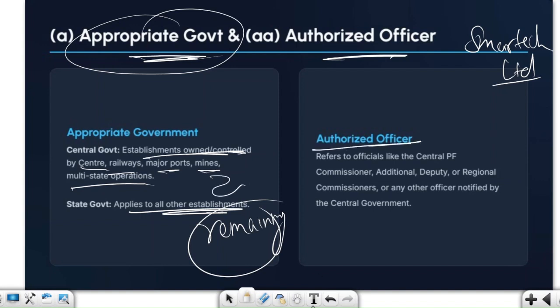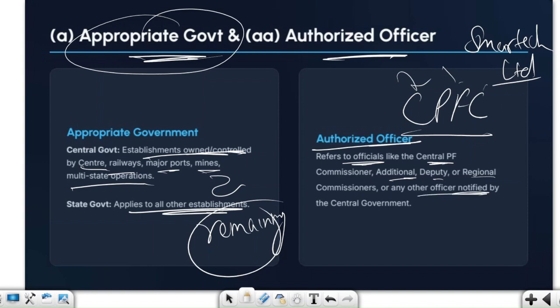Authorized officers. Who are these authorized officers? Imagine EPFO has to administer the act. Who can exercise these powers? The act defines an authorized officer. It includes officers such as the Central Provident Fund Commissioner, then the Additional Central Provident Fund Commissioner, then a deputy, and then the Regional Provident Fund Commissioner and other officers authorized by the central government. So it refers to officials like the Central PF Commissioner, additional, deputy, regional, or any other officer notified by the central government.